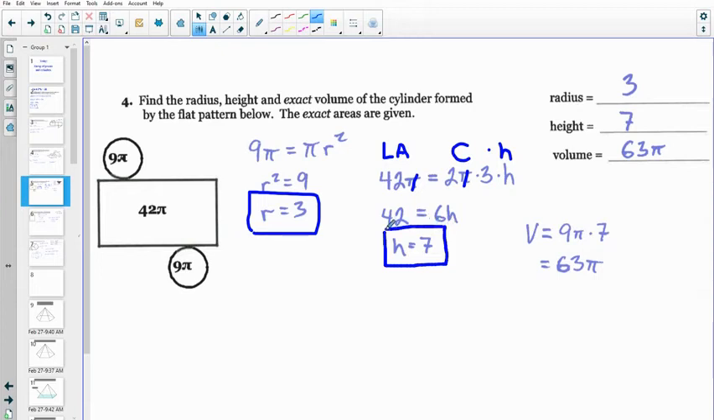And then at that point, I can plug them into the volume formula. Volume of a cylinder is area of the base, which was given, times the height. And there we go. The volume is 63 pi.